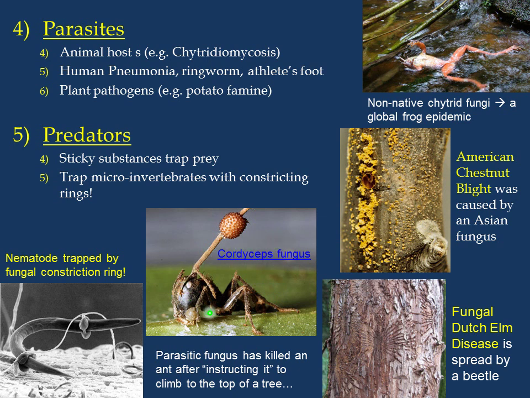The cordyceps actually take over the ant's ganglion, which is much like its brain, and reprogram the ant to go to the top of a tree. And then the fungus sprouts from the ant's head with a reproductive body that produces spores that are carried by the wind. Another example of a disease is the fungal Dutch elm disease, and it's spread by a beetle. And another serious problem with chestnuts in America is the American chestnut blight that was caused by an Asian fungus.